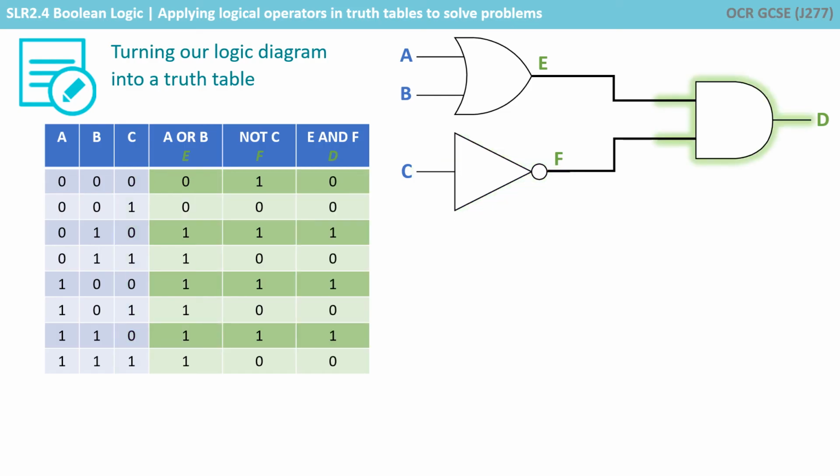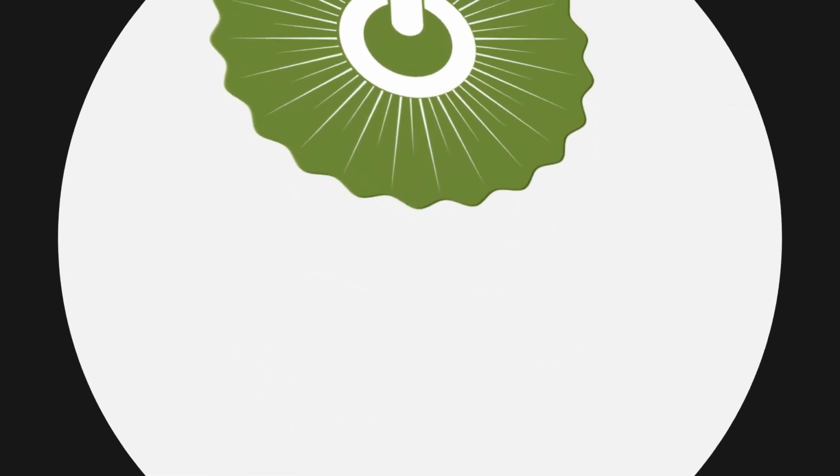We now take the final AND gate, and that takes the inputs from columns E and F. And remember, with an AND gate, both inputs E and F have to be 1 for the output D to be 1. And you can see I filled that out there.